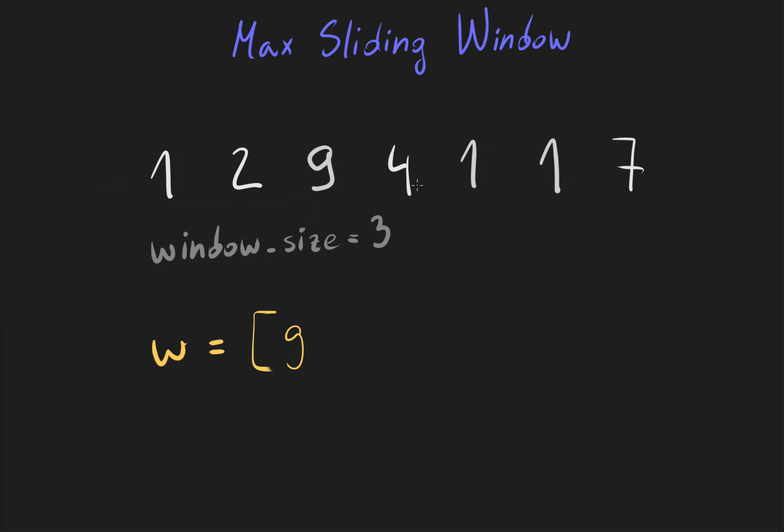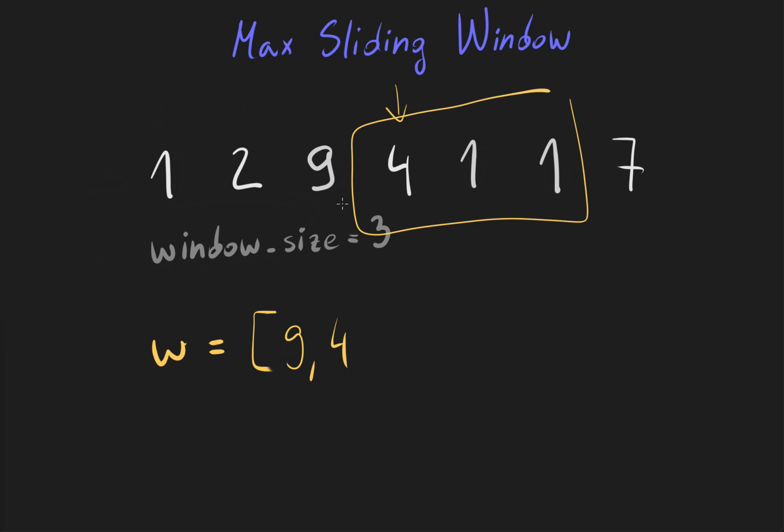Moving on, we see that we have 4, and you could probably think that we don't need to push it because it's a smaller value. But the thing is that 9 will not always be in our sliding window. So when we have a window which has 4, 1, 1, it matters that we have 4 inside it. That's why we need to push it. And that's it.